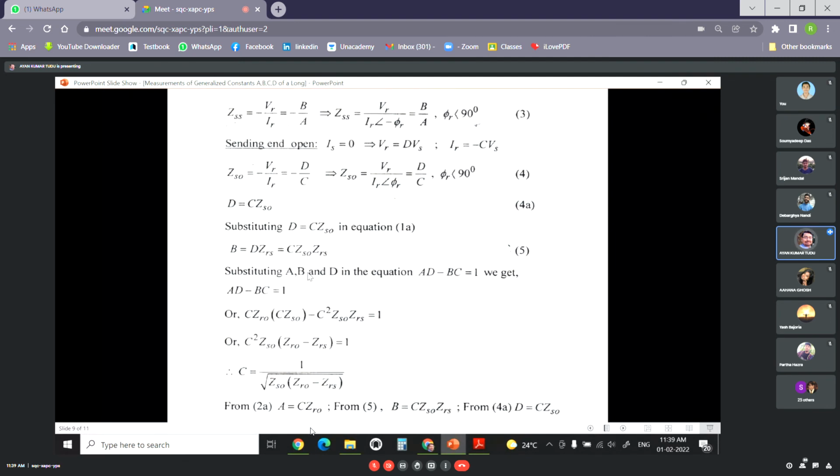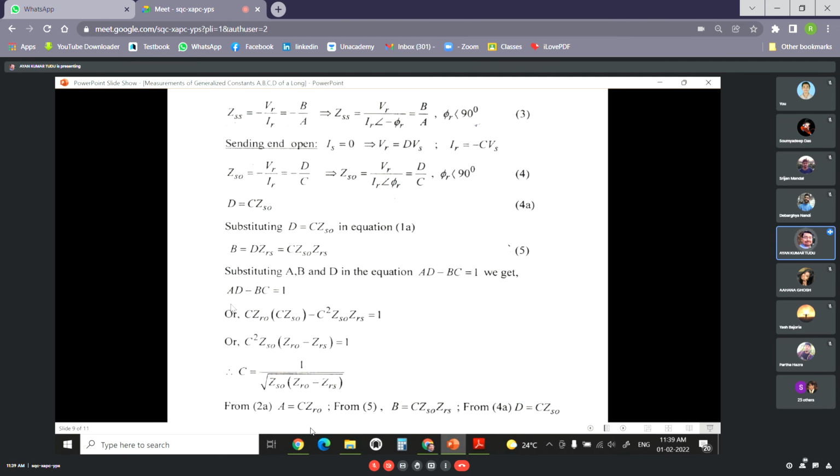Now what we know is that whatever be the case, the transmission line is a reciprocal network. That means it may be asymmetrical, it may be symmetrical, but whatever be the case, the transmission line will always be a reciprocal network. That is, AD minus BC should be equal to 1. So if we take that into account, AD minus BC is equal to 1.